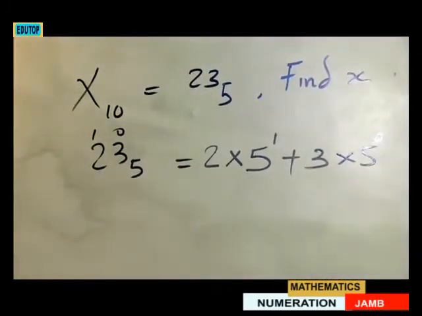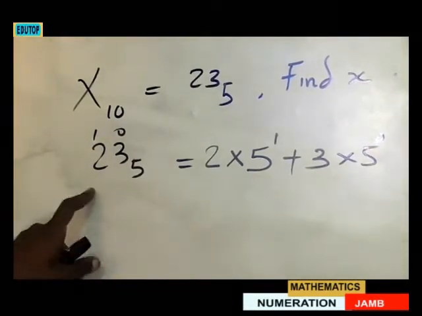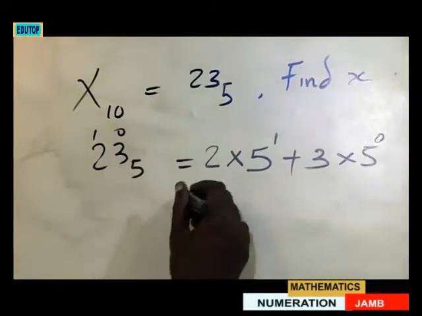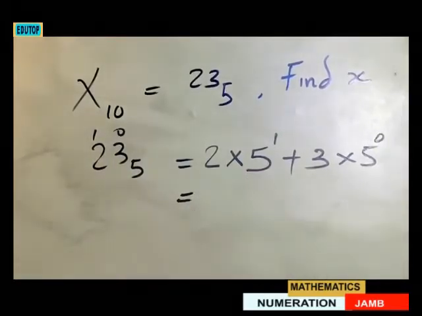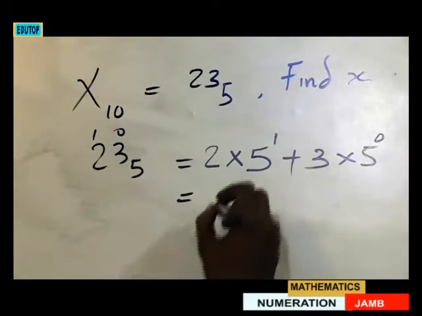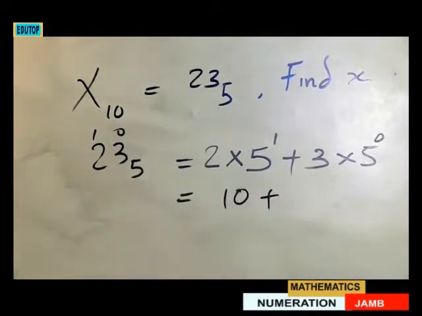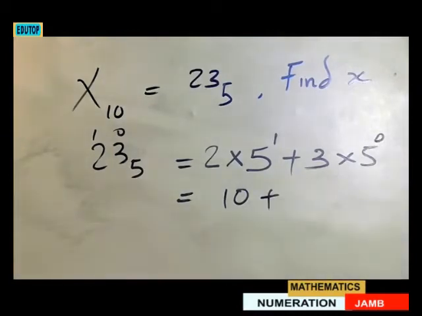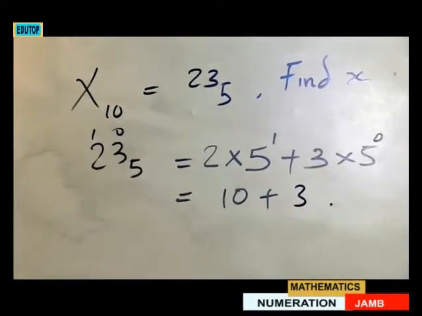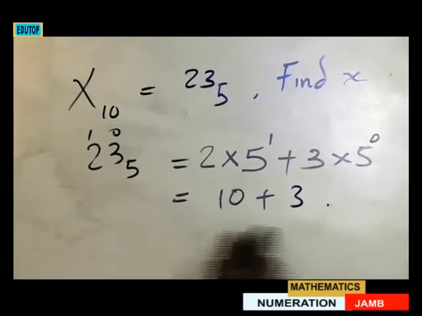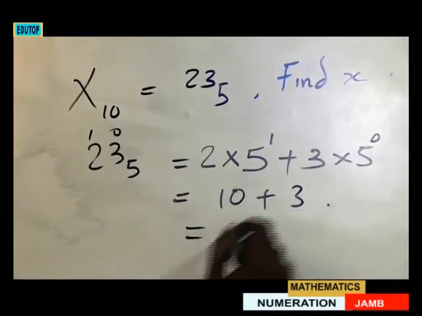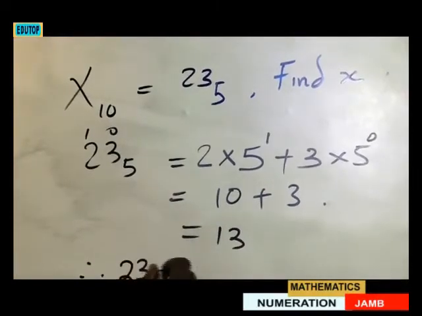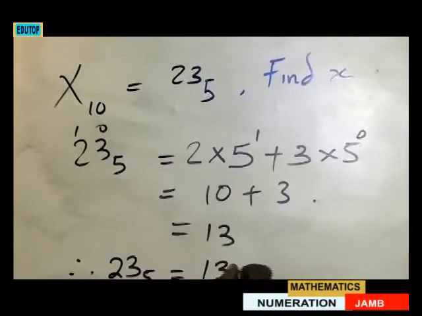So you have a scenario like this. We have succeeded in converting this number to base 10. What do we do next? We try to simplify. By simplifying, 5 raised to power 1 is 5, times 2 we have 10, plus 5 raised to power 0 is 1, 1 times 3 is 3, because anything raised to power 0 is 1. So we have 10 plus 3, that is 13. Therefore, 23 base 5 is equal to 13 base 10.